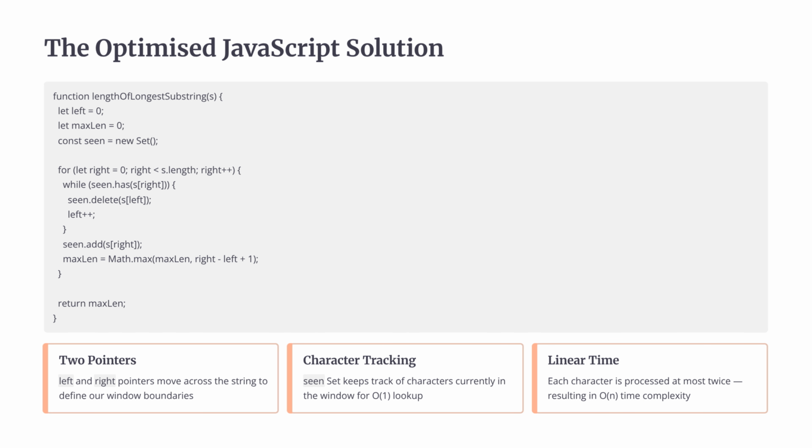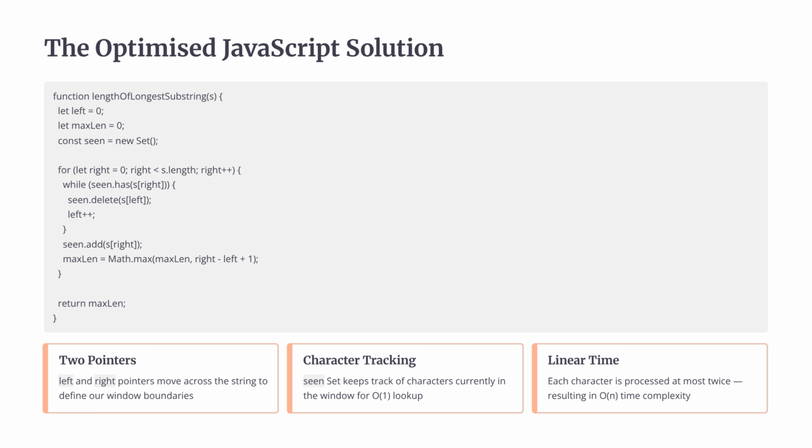Let's now look at the optimized code in JavaScript and understand what's happening step by step. We start with a function called lengthOfLongestSubstring that takes a string input, which we'll call s. Inside the function, we declare three variables. Left is set to 0, it will represent the start of our sliding window. maxLen is also 0, it will store the maximum length of unique substrings we find. Then we create a set called seen, which will help us track the characters currently inside the window.